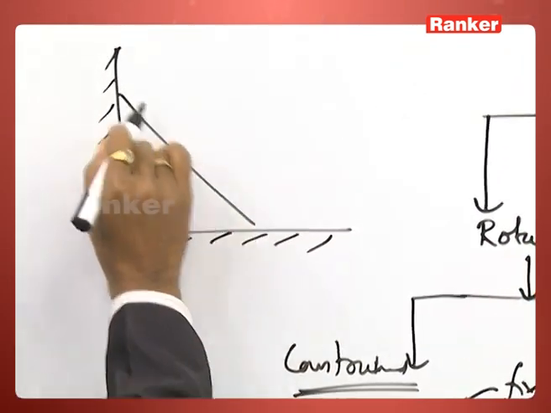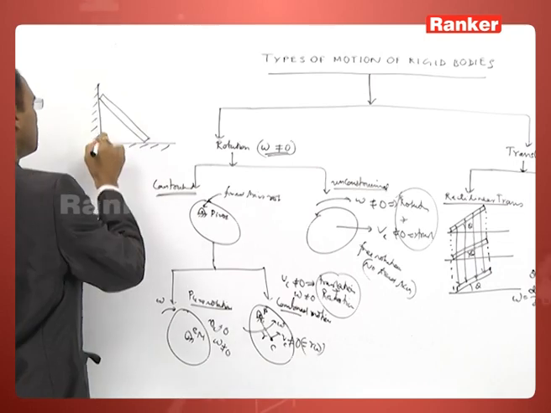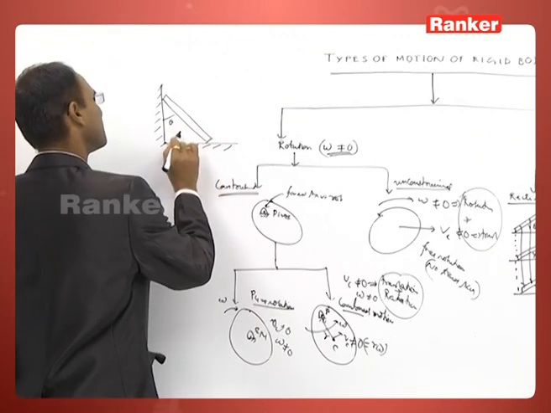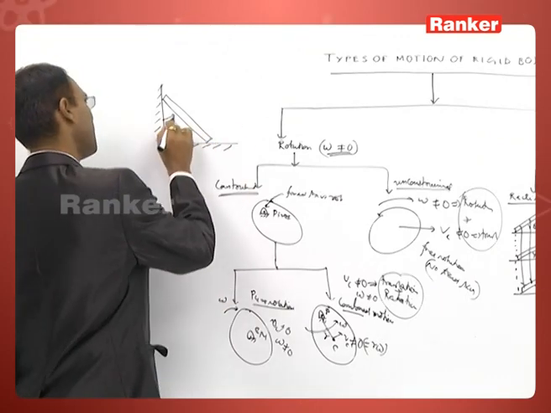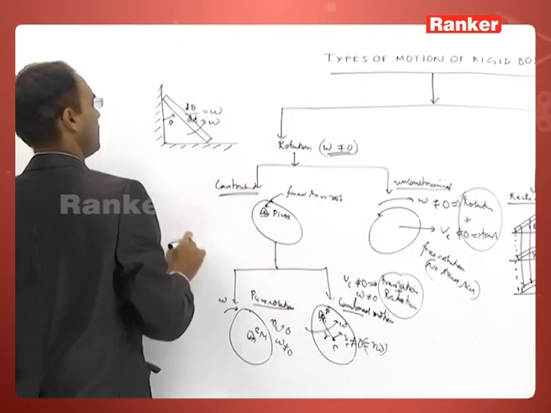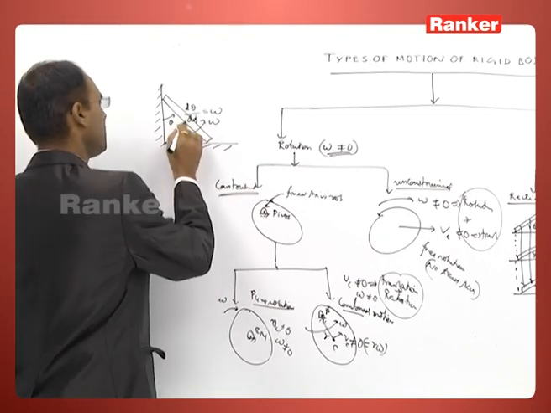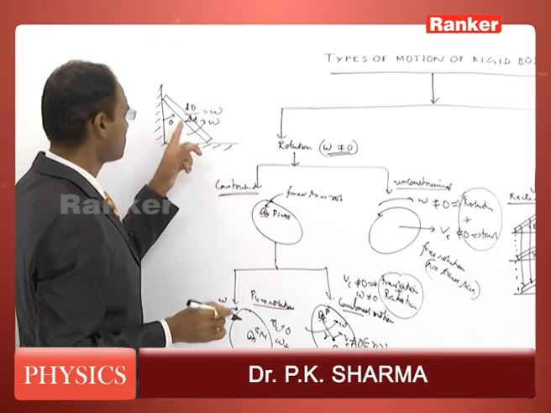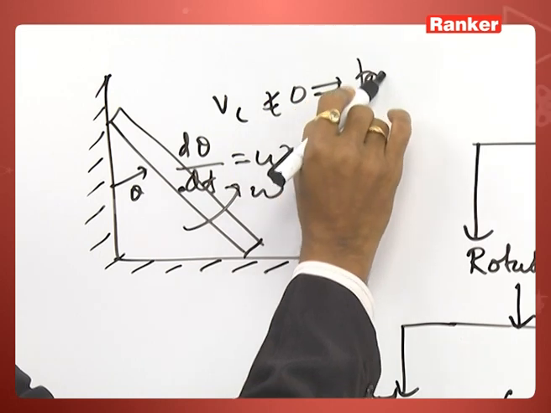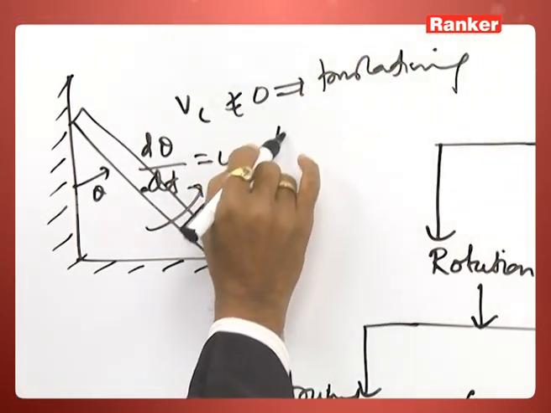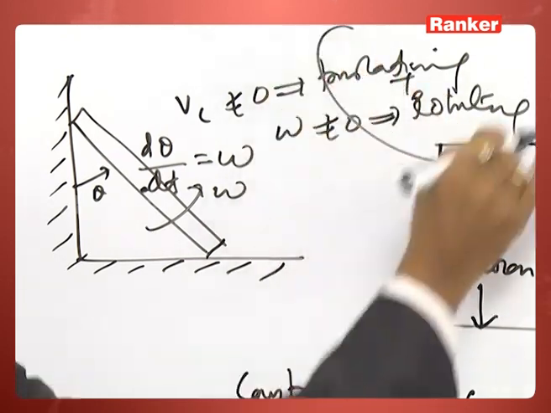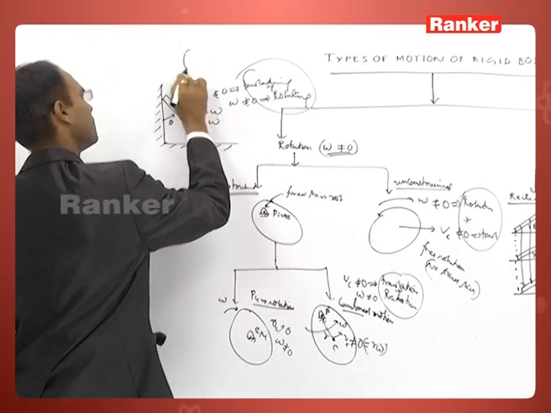in a broader sense, when you lift the rod against this horizontal wall and this vertical wall, it slides and this theta changes. So d theta by dt is omega. And the center of mass, or the midpoint of the rod, also has some velocity. Therefore, Vc is not equal to 0. It is translating. And omega is not equal to 0. It is rotating. Therefore, this is also a clear-cut case of combined motion.